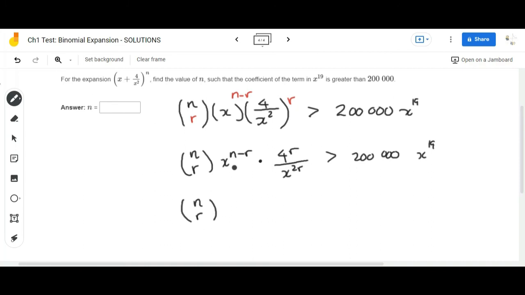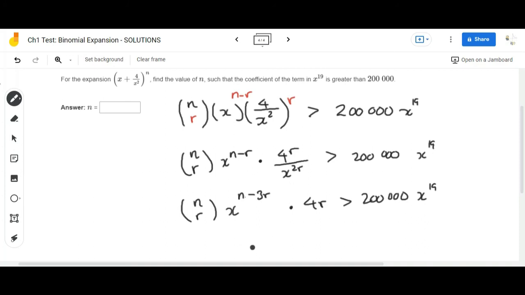Okay, so now it's going to be n minus r minus 2r, so that power now is going to be n minus r minus 2r, multiplied by 4 to the power of r, and we've got to make sure that is all bigger than 200,000 x to the power of 19. Okay, and let's clean this up too without rewriting the whole thing. Minus r minus 2r is of course just minus 3r.